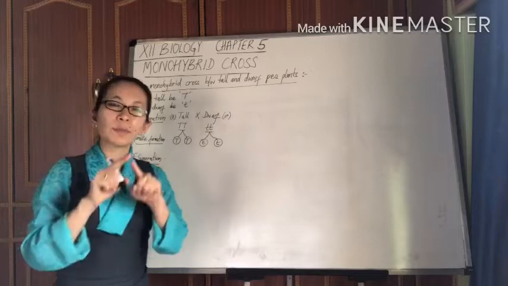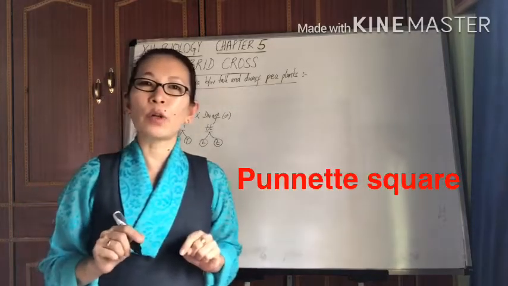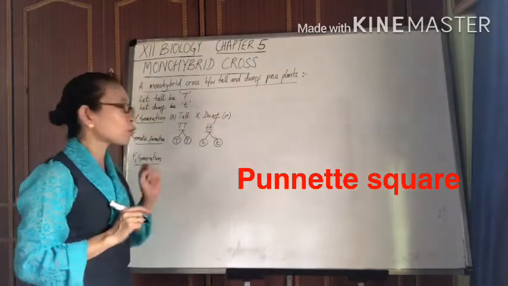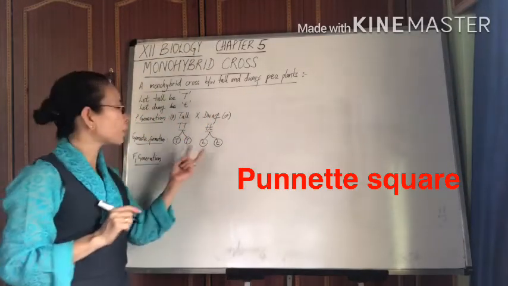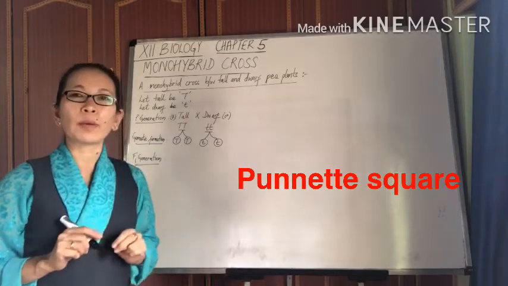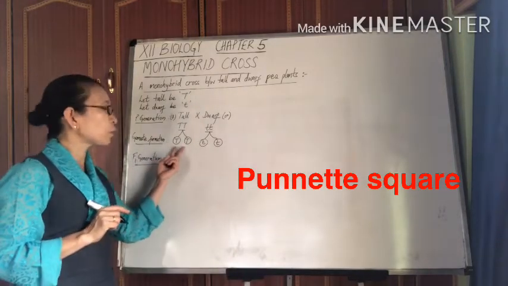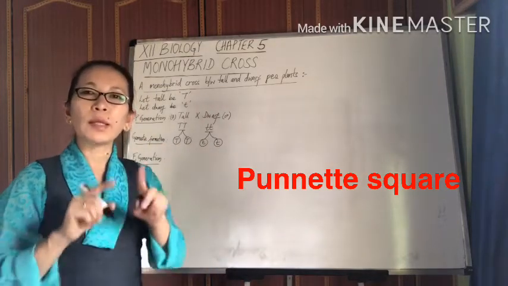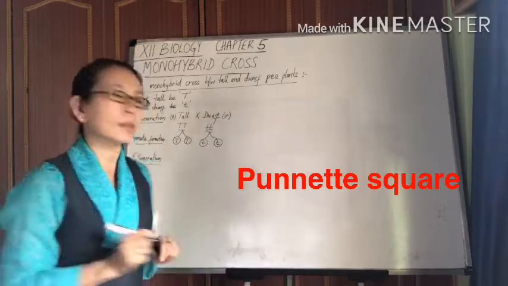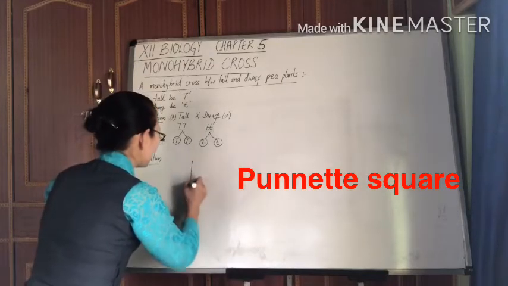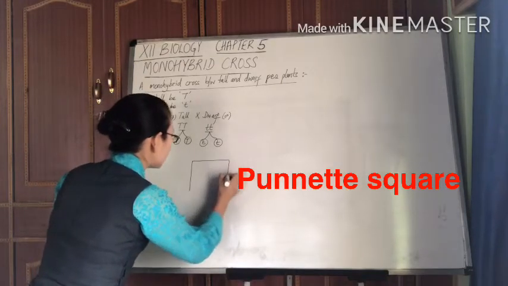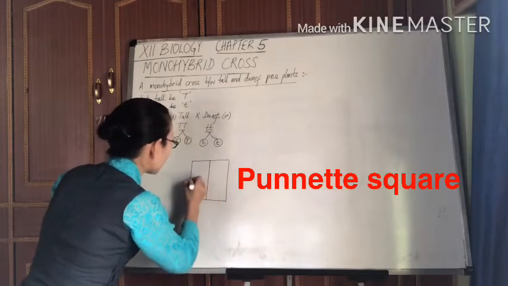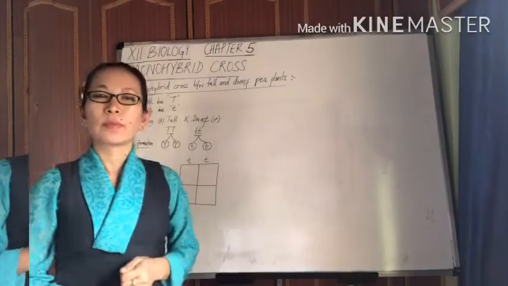So a Punnett square is basically a grid that we are going to draw, or square boxes that we are going to draw. And the number of square boxes that we need to draw depends on the number of gametes from the parents. So here in this case, we have 2 gametes from the female parent and 2 gametes from the male parent, and hence we need 4 boxes. So let's show the 4 boxes by drawing 2 columns and 2 rows.